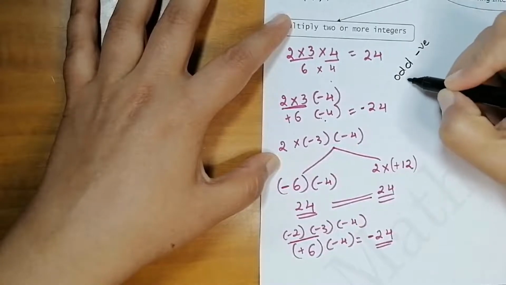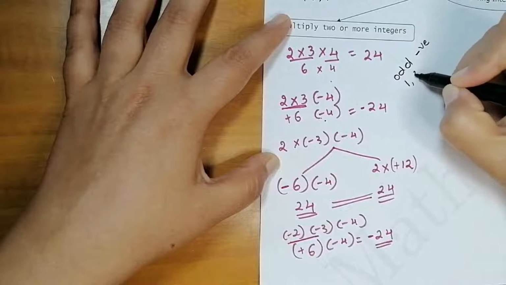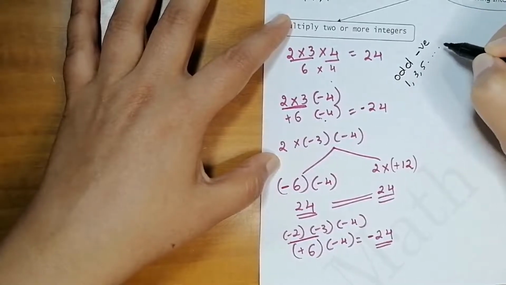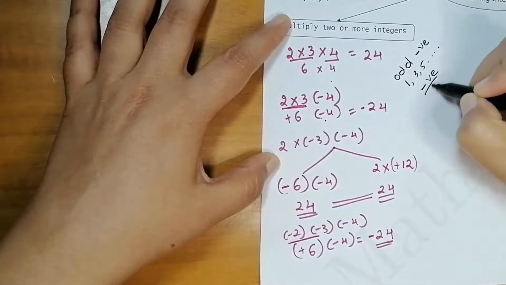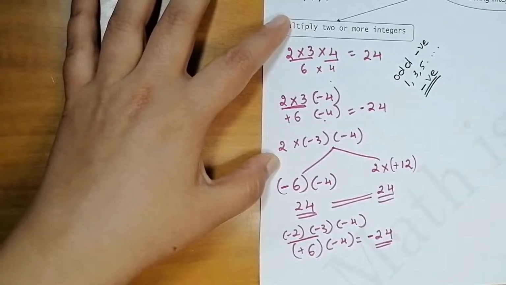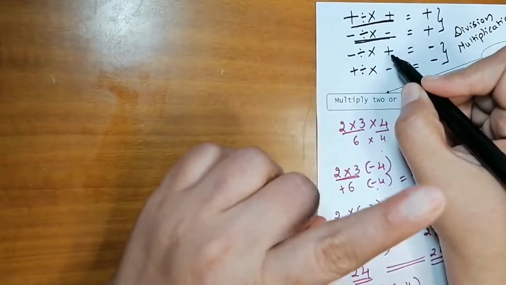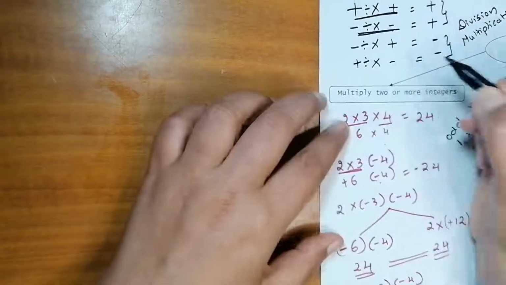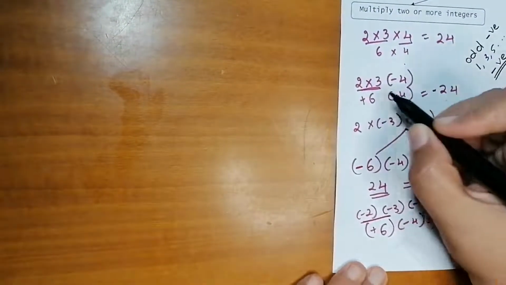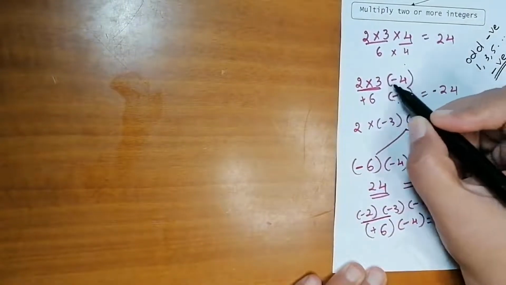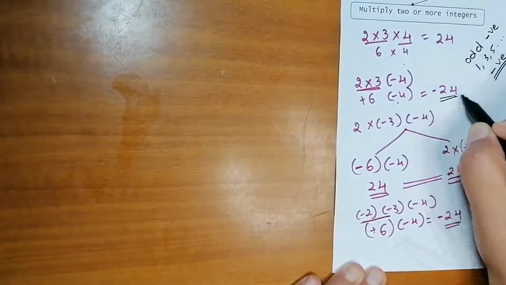Okay, like you have a negative sign 1 time or 3 times or 5 times, and like that, the answer will always be negative. Okay, so look at the rule itself. Minus and plus, it's 1 time, right? Plus and minus, again it's 1 time. Let's come here. 2 times 3 times minus 4, it's 1 time, negative answer, right?